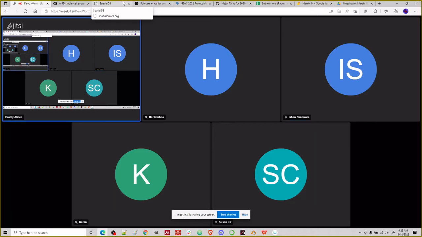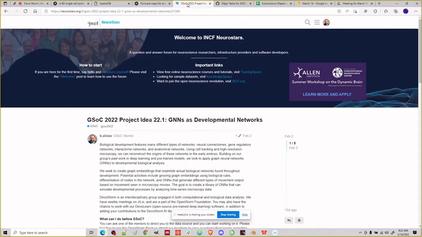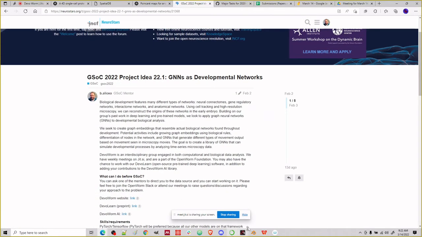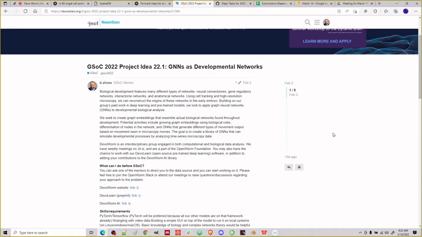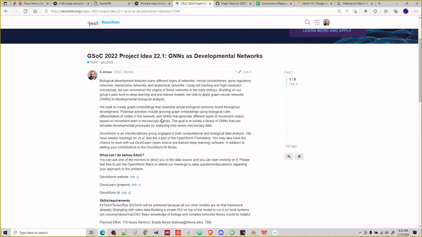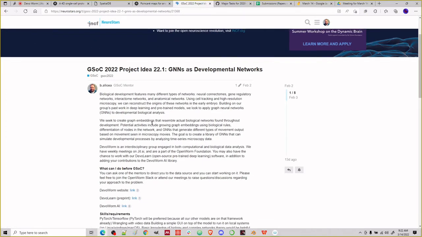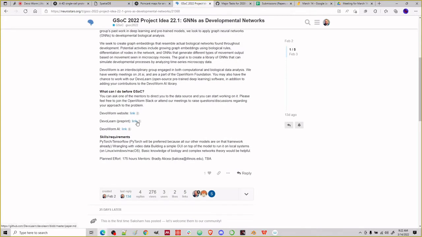And then, of course, you have to register with the Google Summer of Code website. We're also on Neurostars, neurostars.org. Some of you have been here, some people haven't, because there are multiple ways to get involved in the project. If you're not familiar with the Neurostars forum, this is where we post the projects. We're under INCF, and we're project series 22. So GNNs is 22.1, and Axolotl is 22.2.